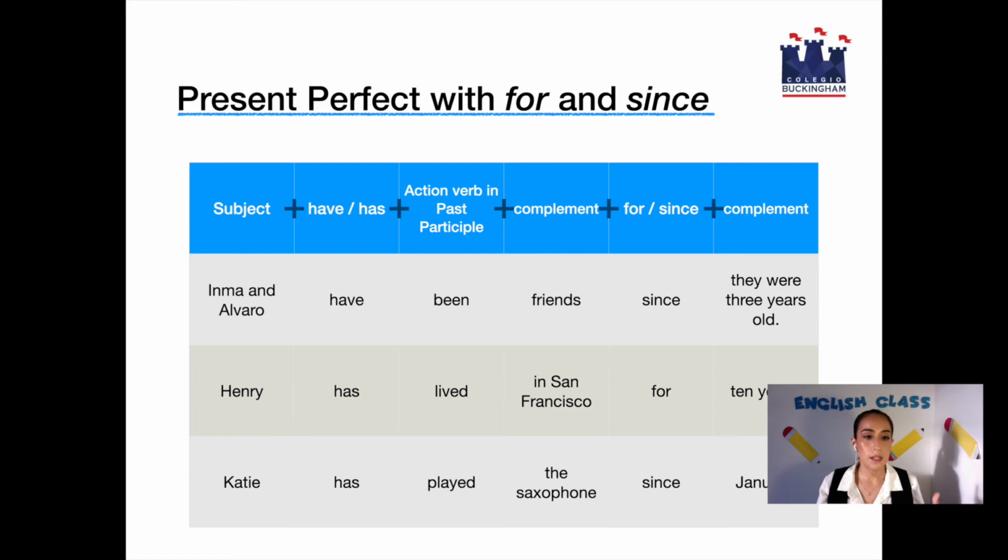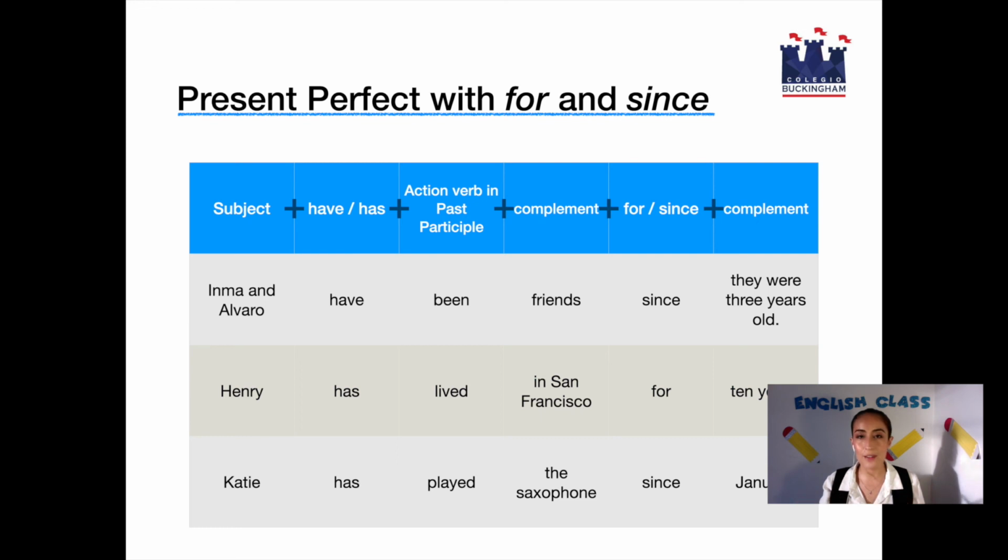And lastly, the subject is Katie, then has, because she is also a third person pronoun, she is a she. Action verb in past participle, in this case is played. Remember, when you have an instrument, you don't touch it, you play it. So played is the past participle of play. Then the first complement, the saxophone, in this case, it is telling us what she has been playing. And then in this case is since, because we have a specific point of time, that is January. That is our second complement. Okay? So I hope you understand it.